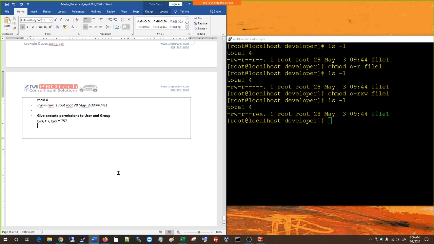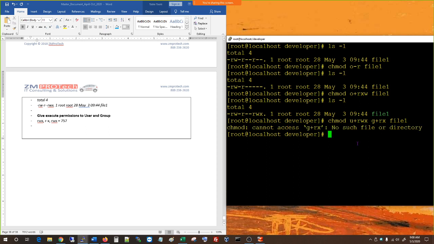So it would be chmod, and we want to give the permission for user and group. So it would be u+rwx and g+r, r-x, rx. And then file 1. File 1, yes. Okay, it's not working.